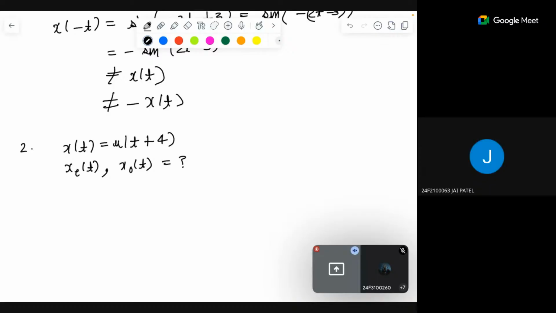But what does analytical expression mean? Like this, x of t is equal to u of t plus 4. This is the analytical expression. And if I draw this signal u of t plus 4, this is the graphical representation. Oh, okay. So you have to tell me the graphical and analytical representation of the even and odd parts of this signal. Okay, go ahead.